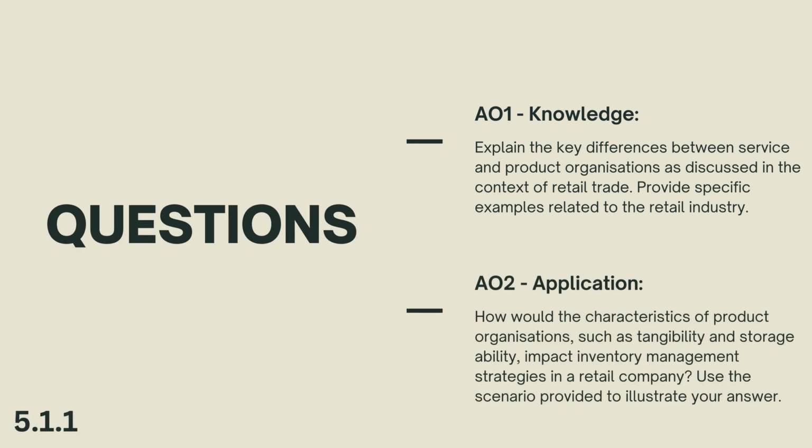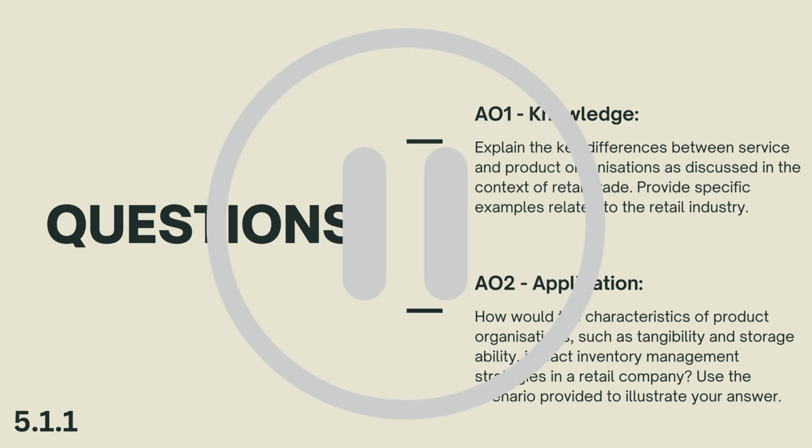Let's consider two questions based on this scenario that will help you apply what we've learned today. First, let's think about the key differences between service and product organizations in the context of retail trade. How would you explain these differences, providing specific examples related to the retail industry? Take a moment to consider this. Remember, while retail primarily deals with products, there are also service elements involved.